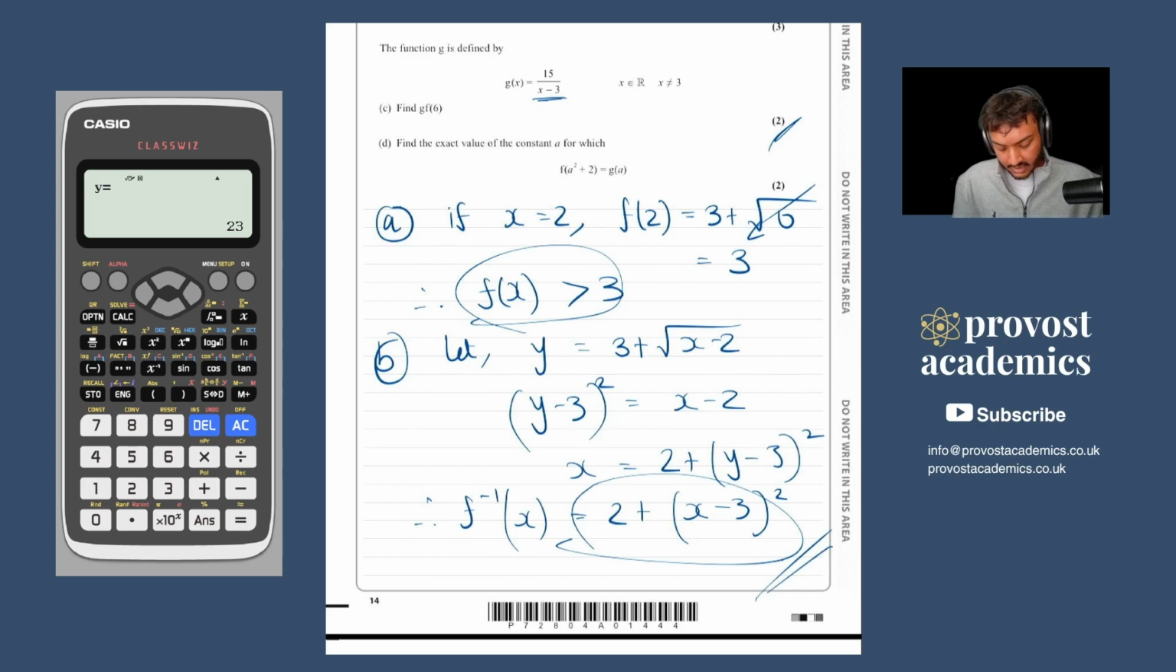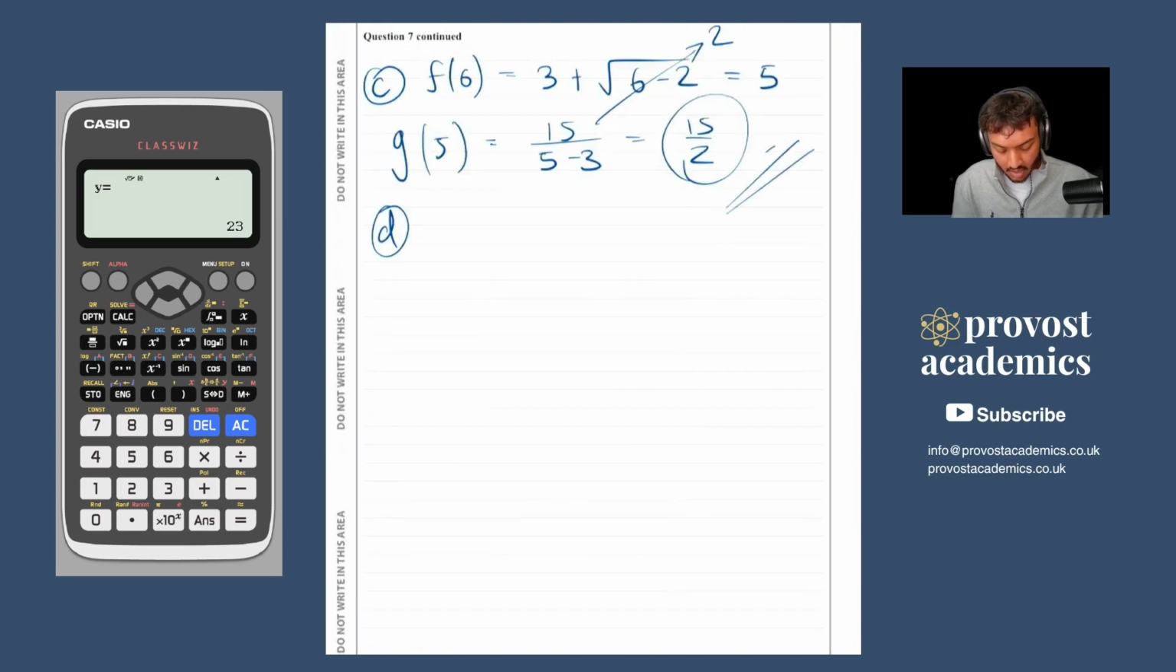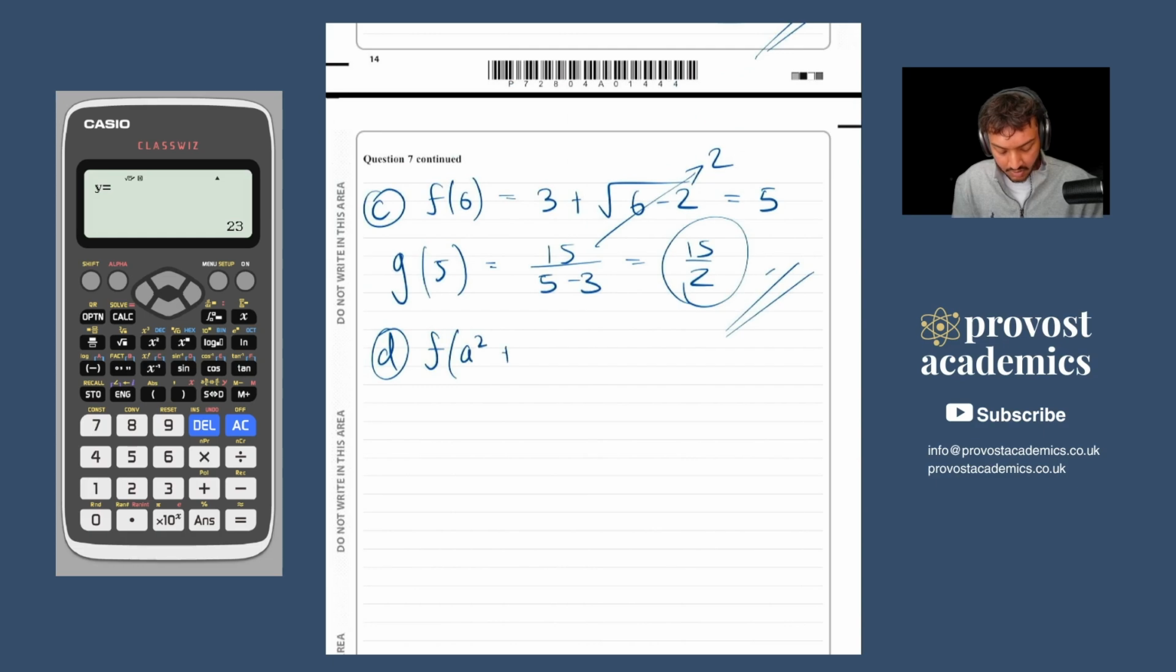Cool. So the next one says find the exact value of the constant a for which these two functions are the same. So we can start off by finding what f of (a squared plus 2) would be. That would be 3 plus square root of (a squared plus 2 minus 2). That cancels away, so I get 3 plus a. And g of a, which would be simply 15 over (a minus 3).